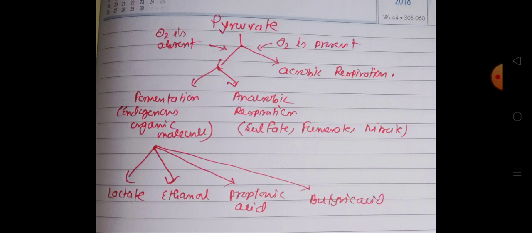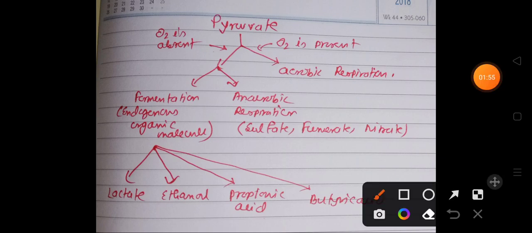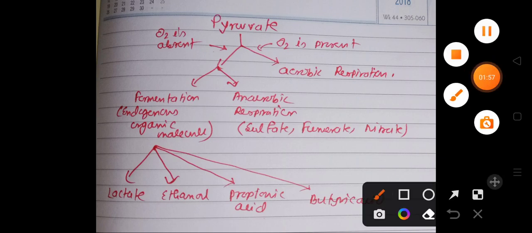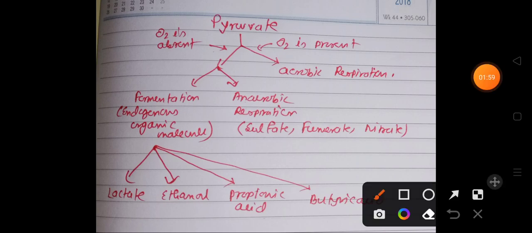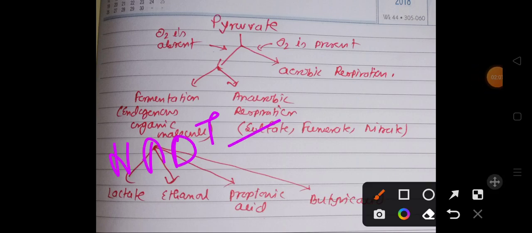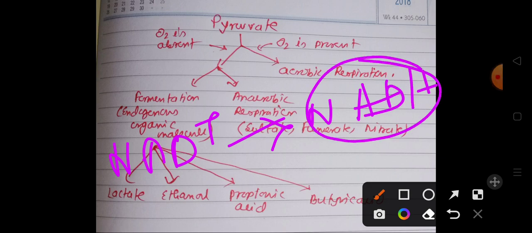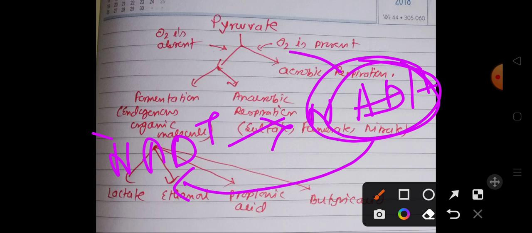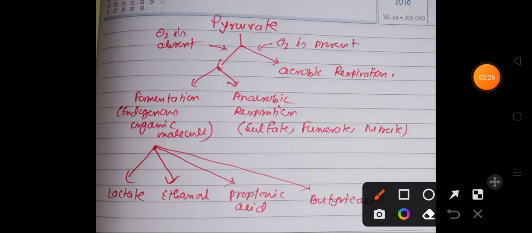Now in fermentation, what is actually happening is that we all know that in glycolysis NAD plus is converted into what? NADH, right? And in fermentation this NADH will be oxidized again and converted back into NAD plus, and the electrons that NADH releases will be transferred to an organic molecule. And that is how several types of products can be formed from pyruvate during fermentation.